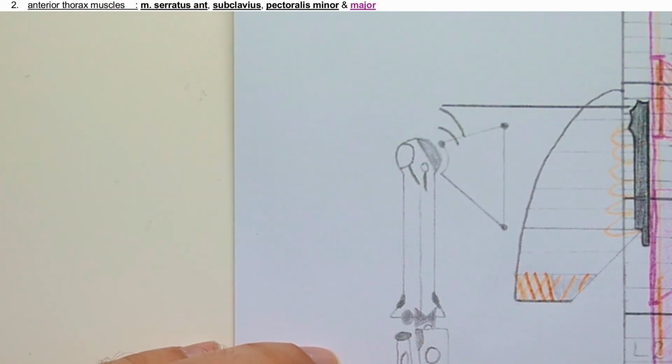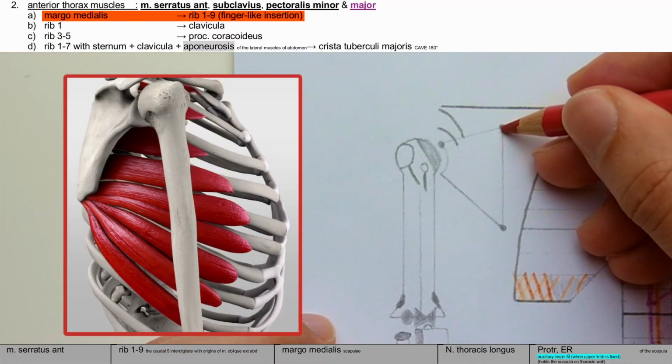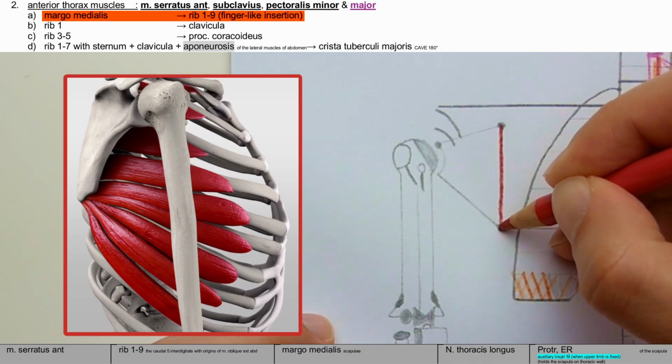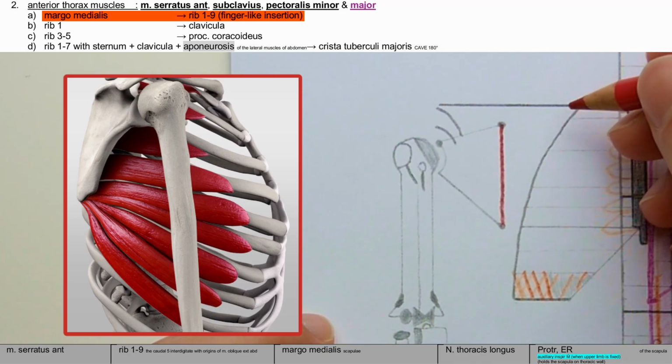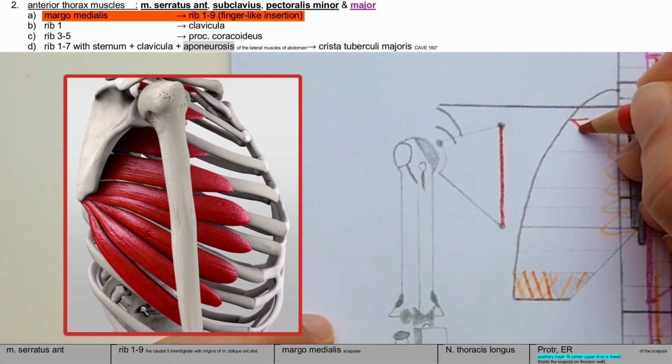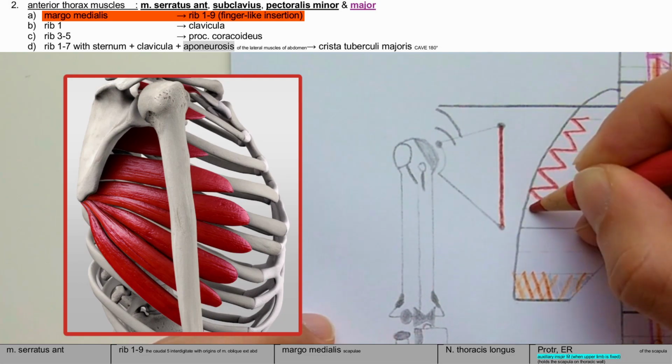Now we draw the anterior thorax muscles. The musculus serratus anterior originates from margo medialis and inserts into rib 1 to 9. For that, we draw the finger-like insertions by starting with a reverse Z and continue it to rib 9.